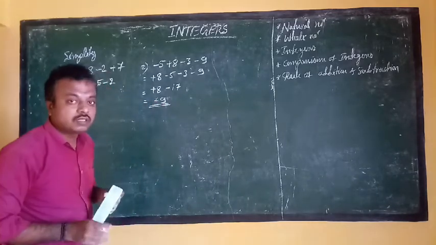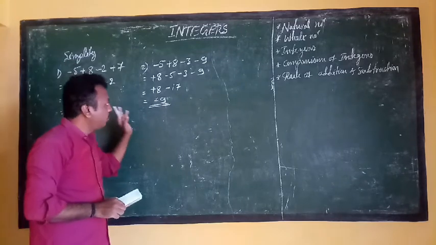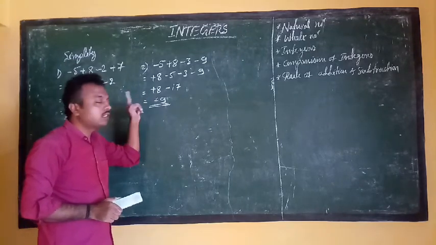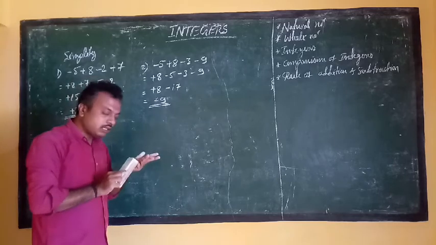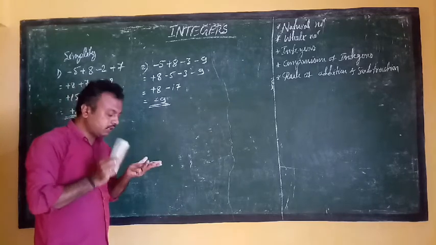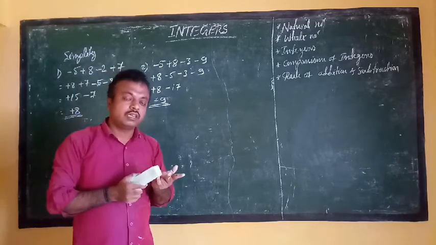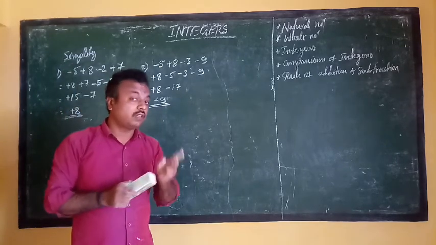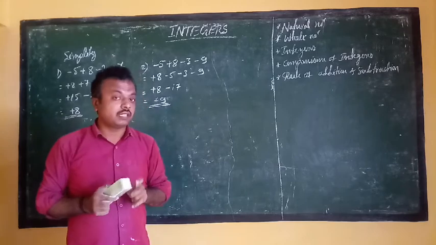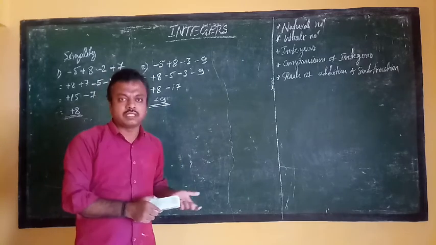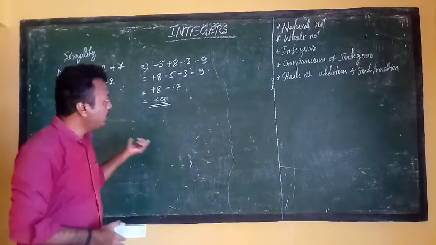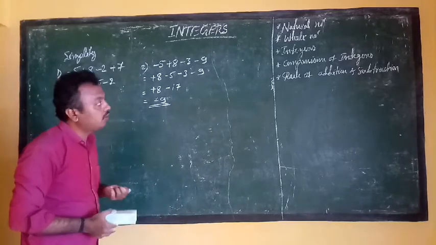Do you understand, students? So very simple. You have to be careful with the sign. Is it having the same sign or a different sign? If it has the same sign, we can do the addition. If it has a different sign, we should do the subtraction. After the subtraction, we put the bigger number's sign. After the addition, we put the same sign. Got it? So like this, addition and subtraction you have to do.